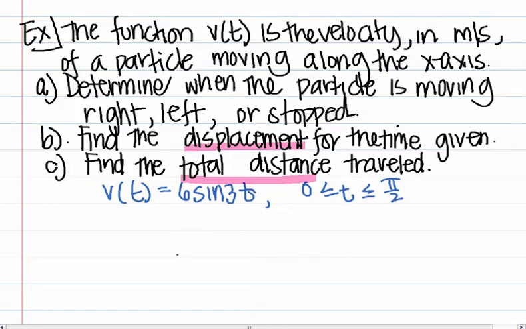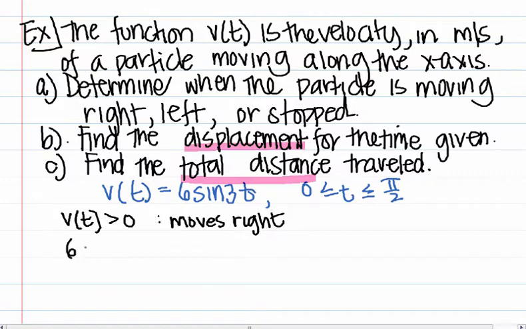So here we have v of t equals 6 sine 3t on the interval 0 to pi over 2. To determine when the particle is moving to the right, left, or when it's stopped, we need to consider what's happening with v of t. When v of t is greater than 0, it's moving to the right. So we need to find when 6 sine 3t is greater than 0. That means sine of 3t is greater than 0.